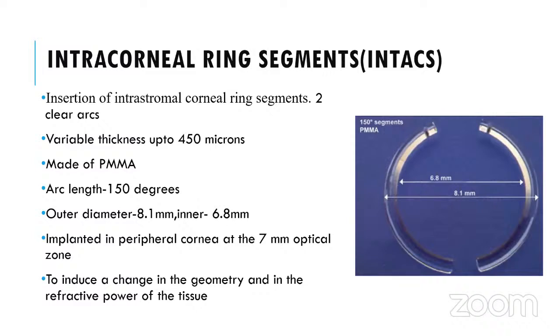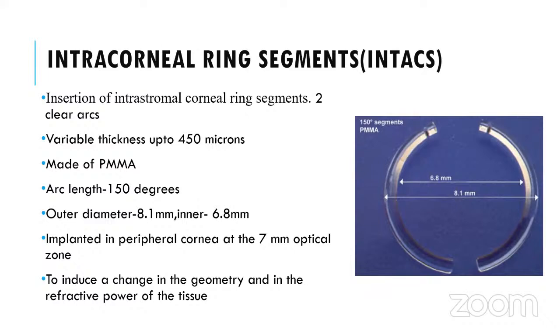Then intracorneal ring segments or Intacs. Insertion of intrastromal corneal ring segments. Two clear arcs are inserted of a variable thickness up to 450 microns. It is made up of PMMA material. The arc length is 150 degrees. Outer diameter is 8.1 mm and the inner one is 6.8 mm.